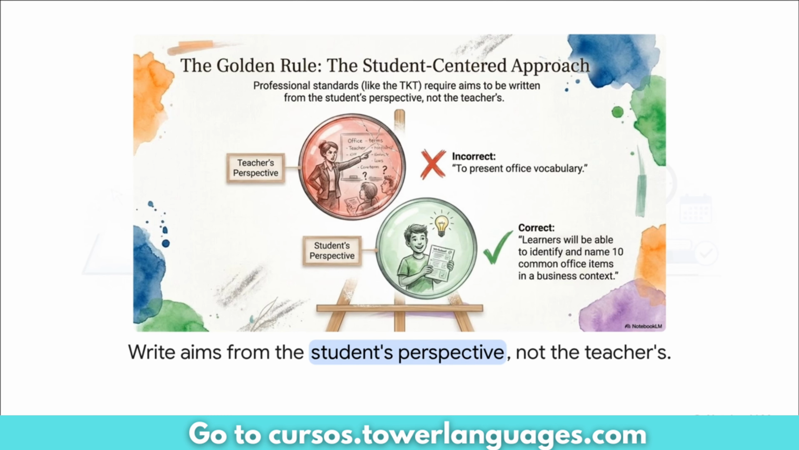A super common mistake is writing aims from your own perspective. You cannot write to present office vocabulary or to teach the present perfect. That's about you. Instead, you must state the aim from the learner's perspective. The correct way to say it is: learners will be able to identify and name 10 common office items in a business context. It must always be about what the student achieves.